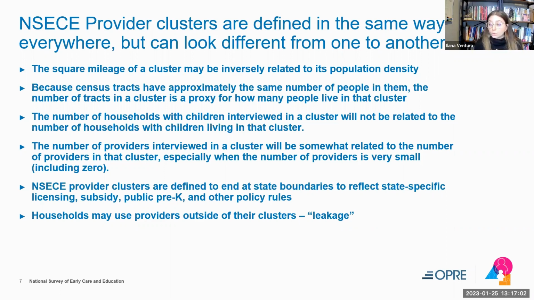Just a few more things. Household sampling is only from the anchor tract. I want to make sure to specify that again. So it's not affected by the characteristics of the rest of the cluster. And while there are always households to sample, there are not always providers to sample because of variability in local supply. So a low number of providers in the data file is generally an indication of a low number of providers in that area.